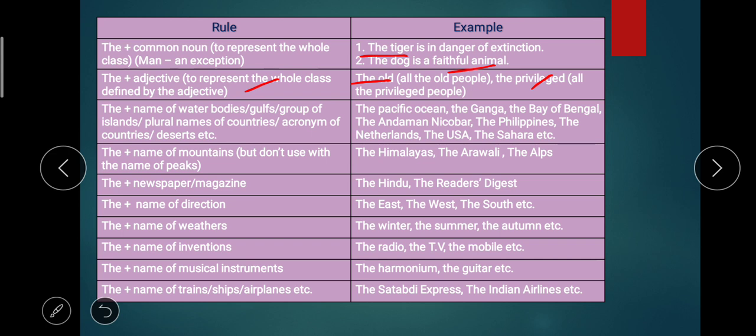The intelligent means all the intelligent people. The poor, all the poor people in this world. So the plus adjective becomes a common noun. It means the whole community related to that adjective.